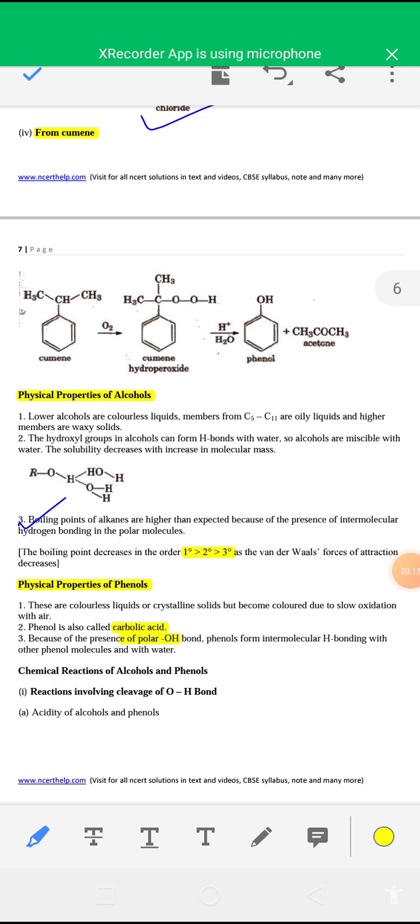I have told you that physical properties are not important, but you have to read them. Mainly the preparation and chemical properties are important. You have to read all these reactions and apply these concepts to solve different types of questions. Next day I will discuss the chemical properties of alcohols and phenols. Thank you, students.